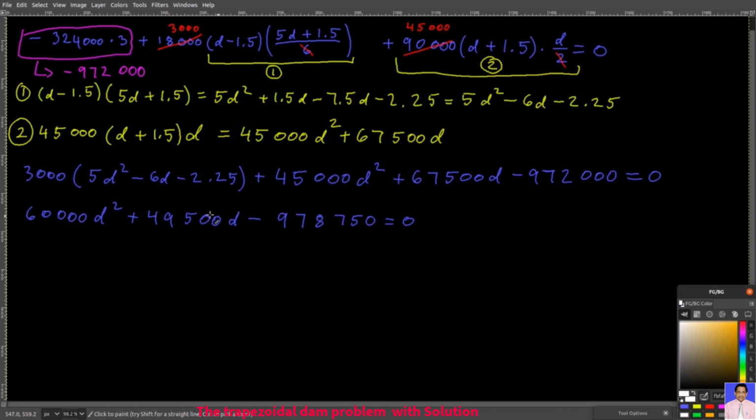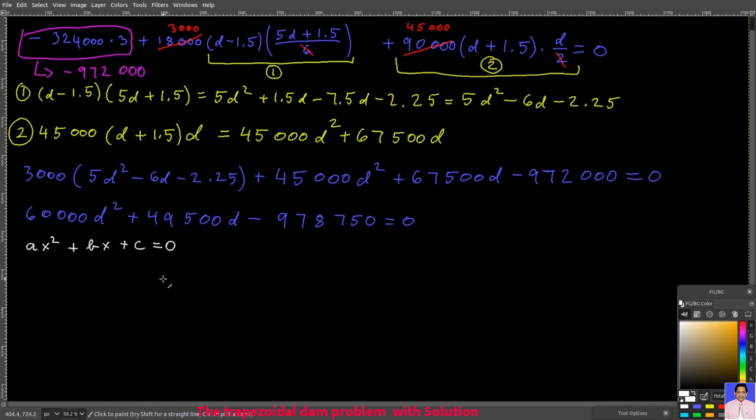And so what we have here is a quadratic equation that looks like this: ax squared plus bx plus c equals 0. X here is d here. And so we have to find our d. For that we have to solve this quadratic equation. We have to find its roots. In this abstract equation, we have to solve for x.